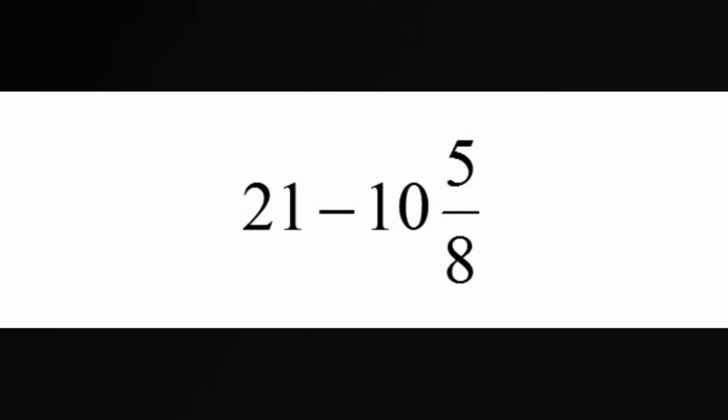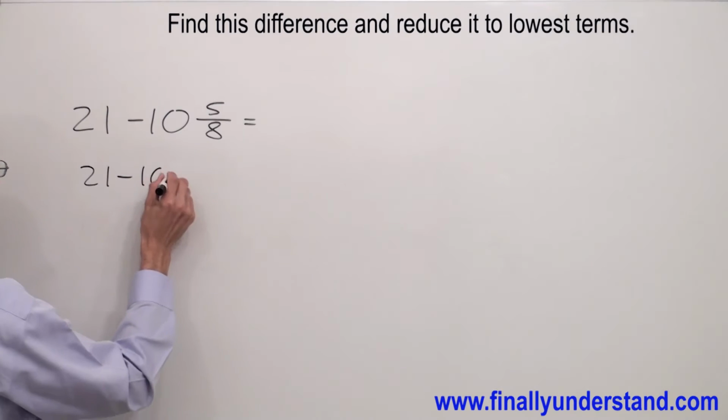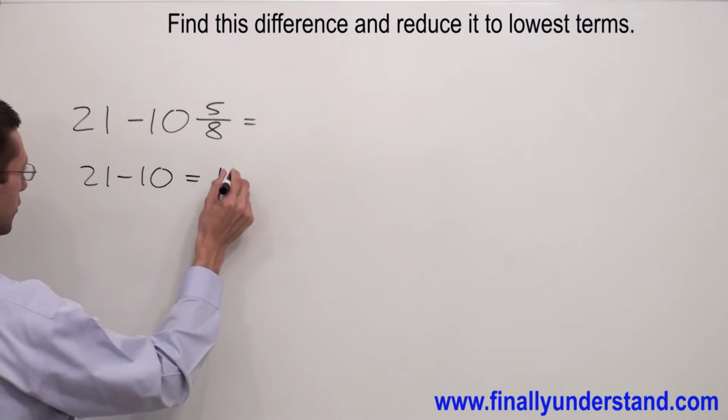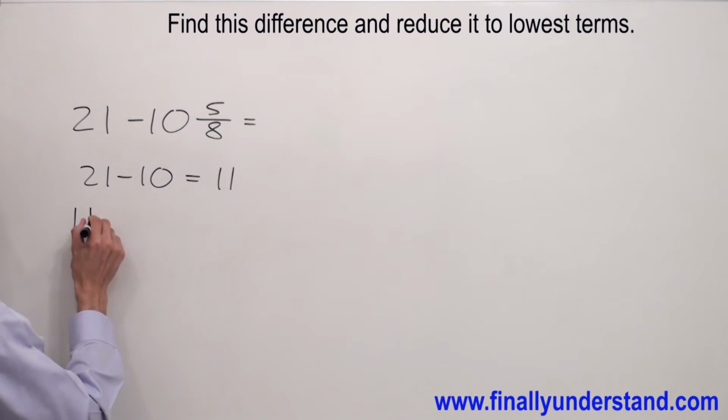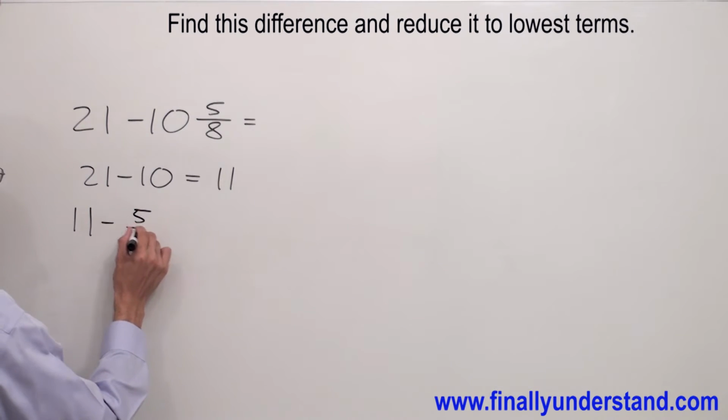I will subtract first the whole numbers. I have 21 minus 10 equals 11. My problem right now looks like this. I have 11 minus 5 over 8.